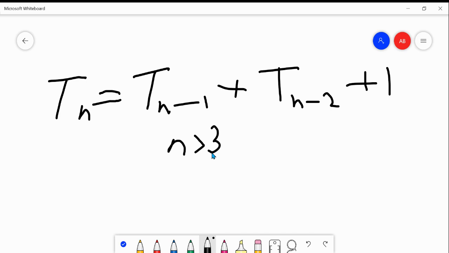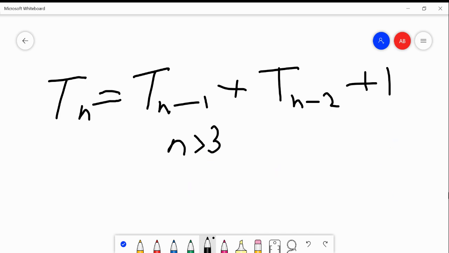But for 3 it just breaks down, and in a sequence there usually aren't negatives. For 1 and 2 it also breaks down. And so for 3, because 2 plus 1 is 3, and then plus 1 is 4. So n has to be greater than 3 for this to work. So this is kind of like a modified Fibonacci, actually.